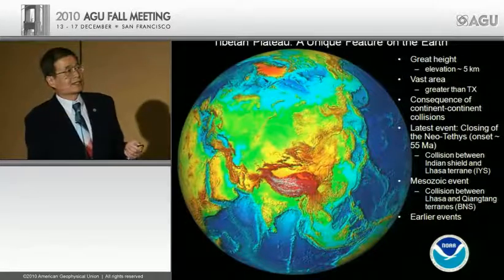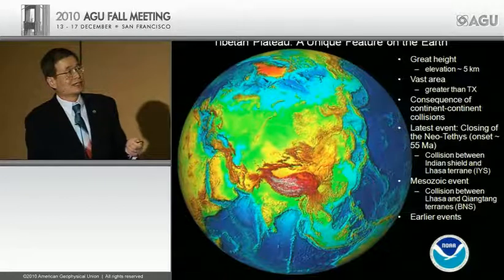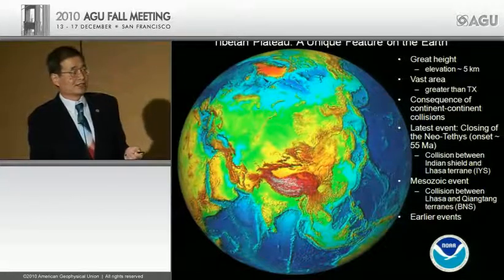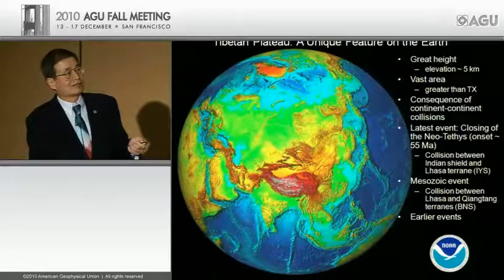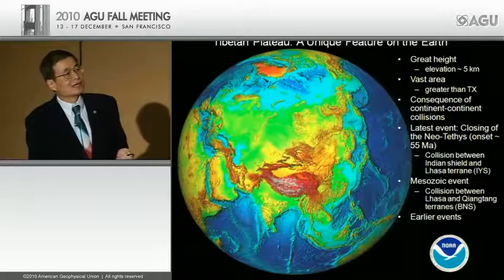There is a consensus that Tibet is built through the collision of India and Eurasia. There's actually a series of collisions. The last episode started about 55 million years ago. It's really the collision of the Indian Shield with the southern Tibet block. It's known as the Lhasa block. And the suture zone is the Indus-Tsangpo suture right over here.